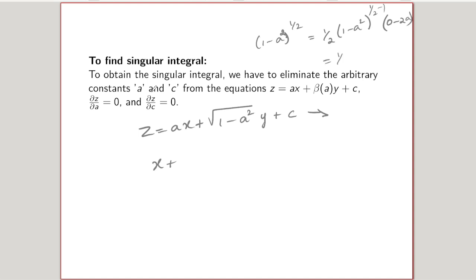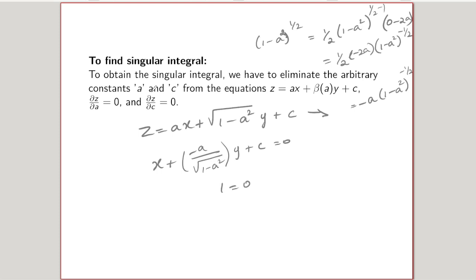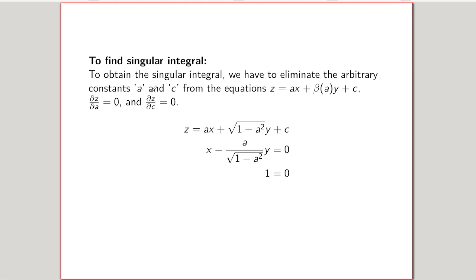So this will be 1 by 2 into minus 2a into 1 minus a squared power minus 1 by 2. The 2 and 2 will get cancelled. So it is minus a into 1 minus a square the whole power minus 1 by 2. I can bring that negative power to the denominator. So I can write it as x plus minus a divided by square root of 1 minus a square into y plus c is equal to 0. And next, if I differentiate with respect to c, I'll be getting 1 equal to 0. So there will be no singular integral in this question.